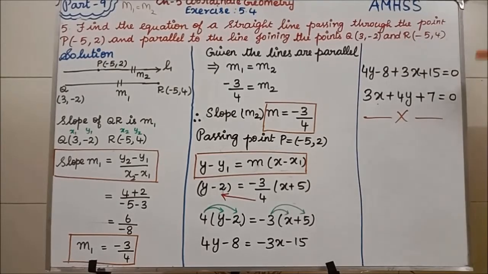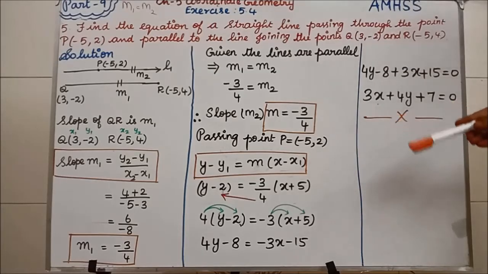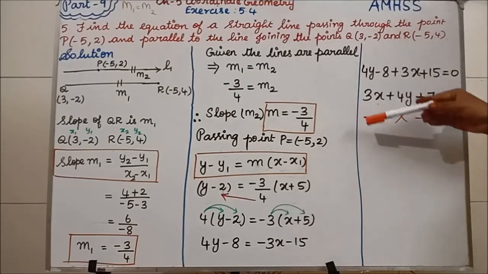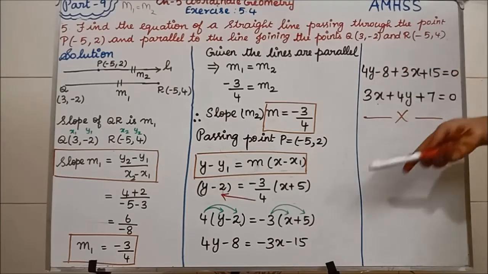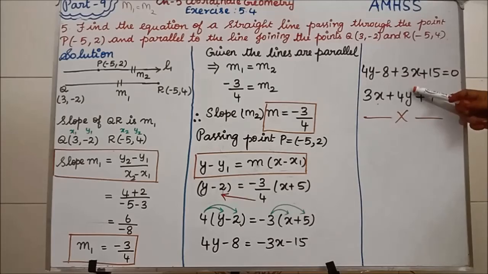Clear? So 4 into y, if you multiply, we will get 4y. 4 into 2, if you get, it is 8, equal to minus 3 into x is 3x, minus into plus is minus, 3 5s are 15. Clear? So 4y minus 8. These both the terms I am taking to the left hand side. So plus 3x plus 15 equal to 0.